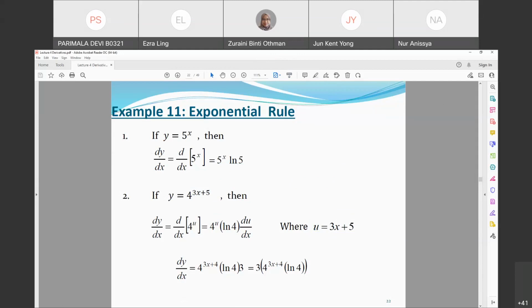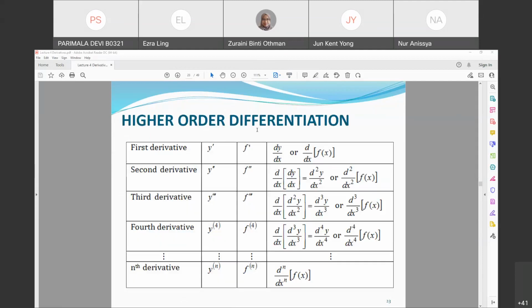Okay, so this is the exponential rule just now. Okay, then we go for the higher order differentiation. This is the higher order differentiation, and this is first derivative, second derivative. What is it actually? Okay, we find the derivative for the first time, then with this result, we find the second derivative. And with this kind of result, we can find third derivative. Dia macam berkait until you get yn and fn derivative.